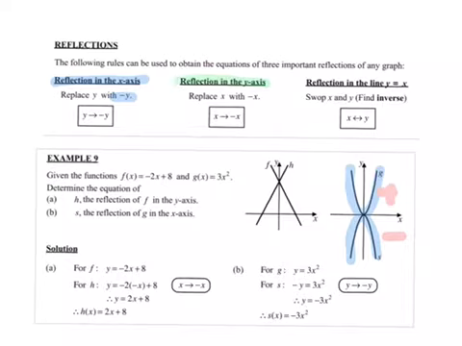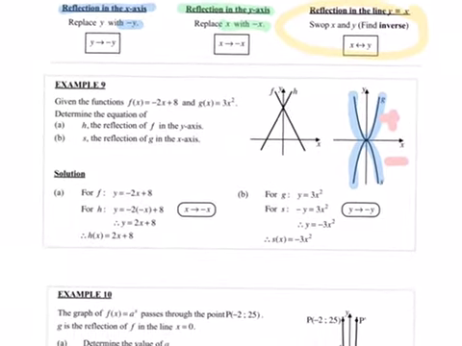For reflection in the y-axis, you make your x's negative. All right, so just remember, reflection in x, make y's negative. Reflection in y-axis, make x negative. And then we've already covered the reflection in line y equals x. That's your inverse. You make y an x and x a y.